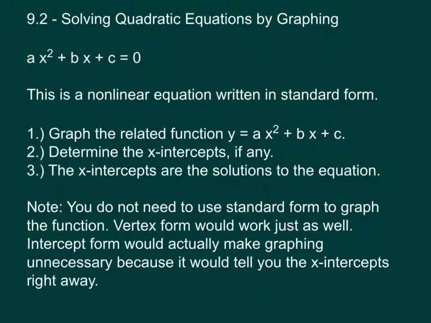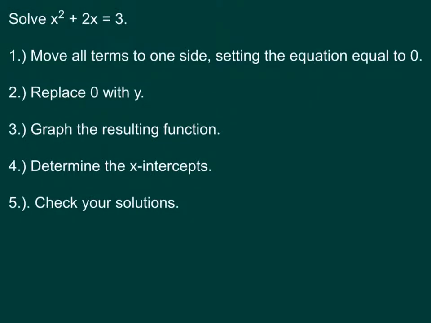Alright, let's start to take a look at a couple of examples. We're going to start with a basic example here: x squared plus 2x equals 3. The first thing I'm going to do is move all the terms to one side so that I have my equation equal to 0. It doesn't matter which direction I move it to, but certainly it seems easiest to move just the 3 here. So I'm going to subtract 3 from each side of my equation.